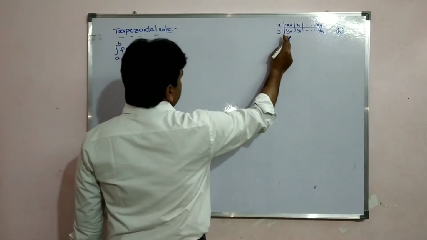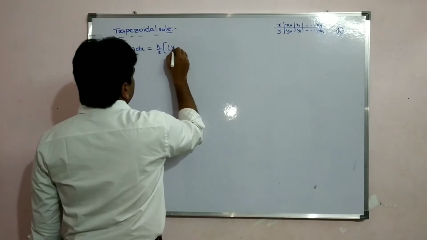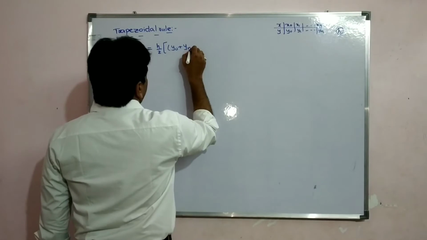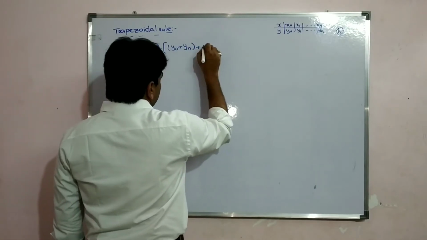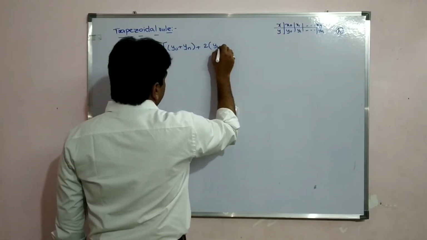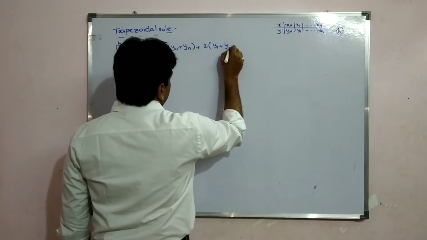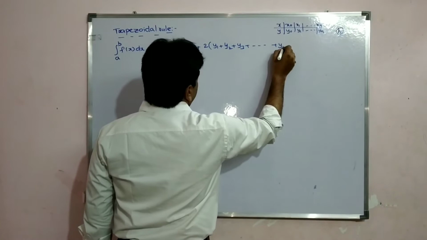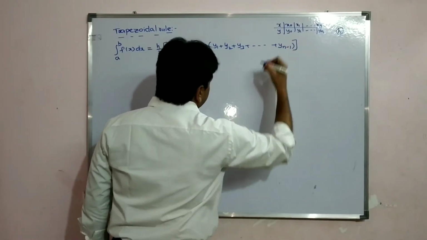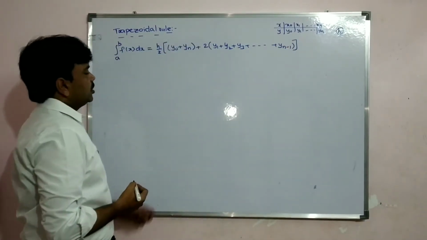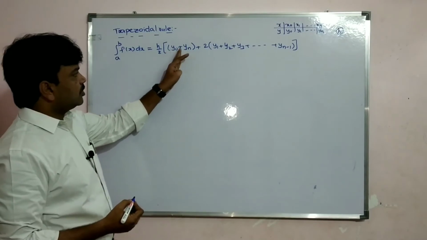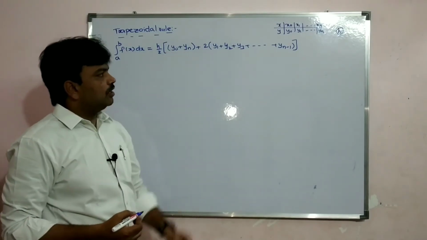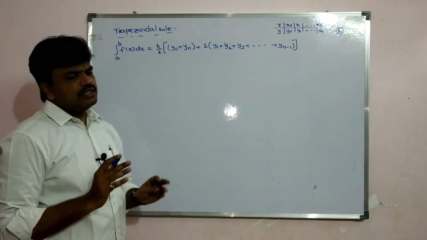What is the initial value, students? y0 plus what is the final value, students? yn. What about the rest of the terms, students? You multiply with 2. So 2 into y1 plus y2 plus y3 plus and so on, yn minus 1. So, h by 2 into y0 plus yn plus 2 into y1 plus y2 plus y3 plus and so on, yn minus 1. We can easily remember, students.